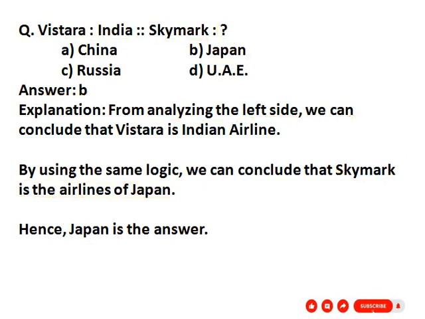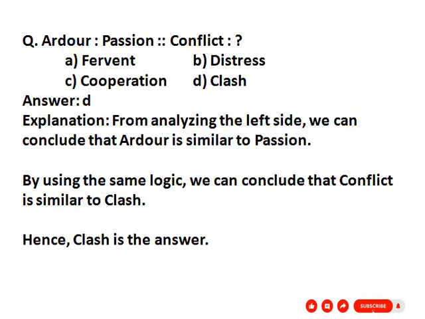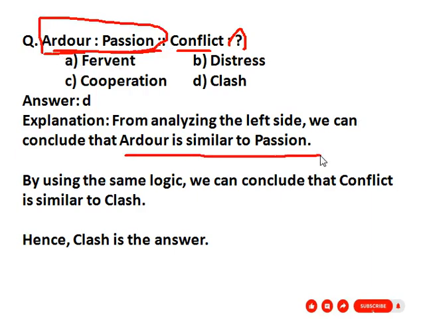Our next question is: adult : patient :: conflict : ? So in the first group, adult and patient. What is the relation between adult and patient? See here, adult is similar to patient. That means adult is a synonym of patient.